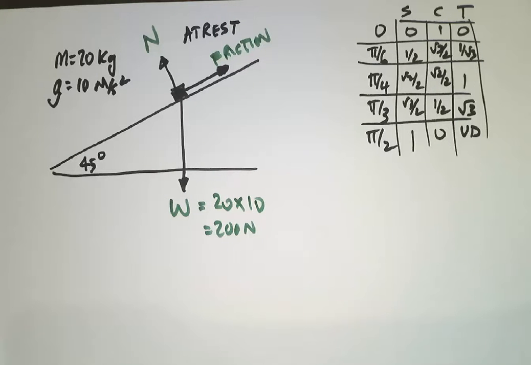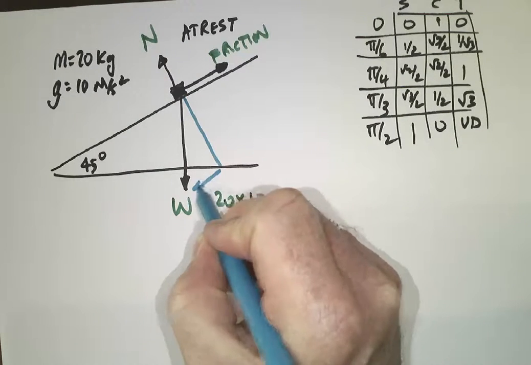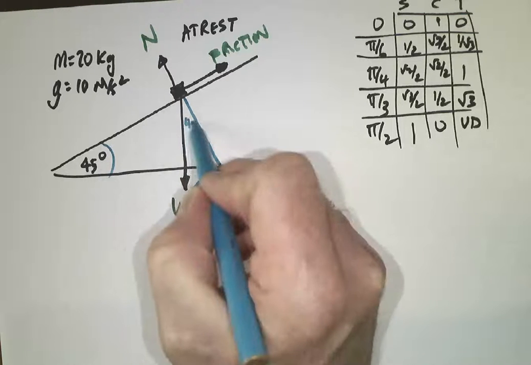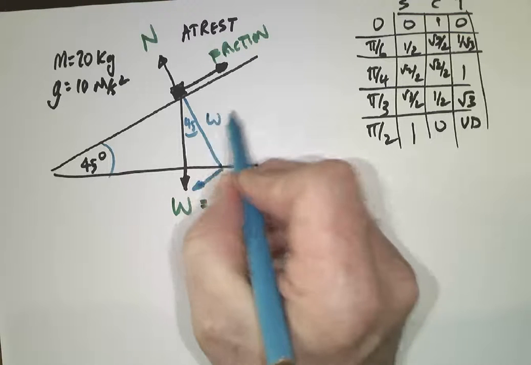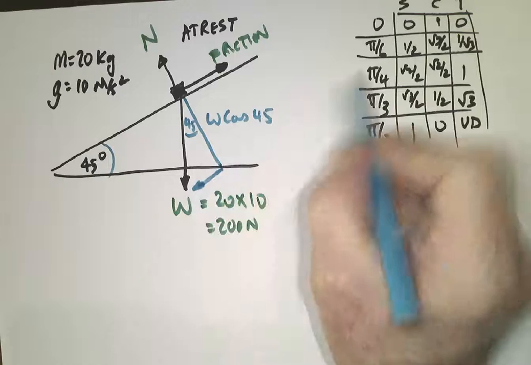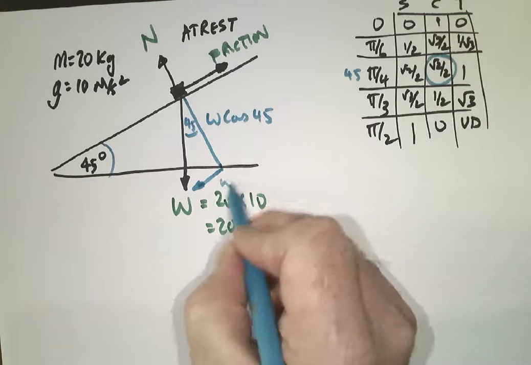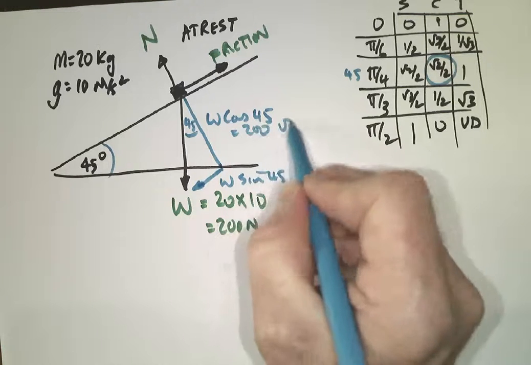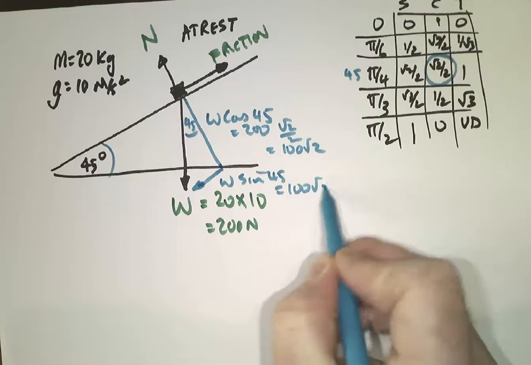Now I can break my weight force into two forces, one which is perpendicular to the plane and one which is parallel to the plane. If that's 45 degrees, that's going to be 45 degrees. Now obviously my picture isn't to scale. So this is going to be W times the cosine of 45 degrees, and 45 degrees is pi on 4, it's going to be root 2 on 2. This is going to be W sine of 45, which is going to be 200 times root 2 on 2, or 100 root 2, and this is also going to be 100 root 2.